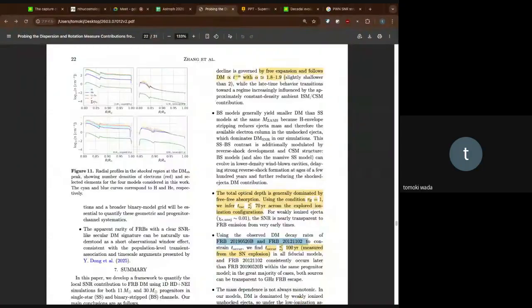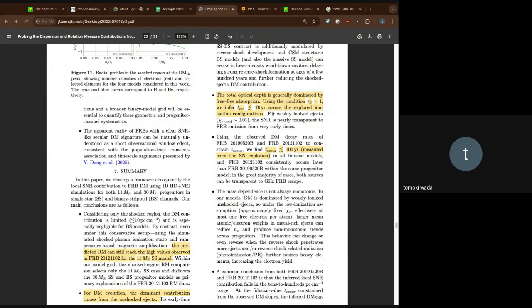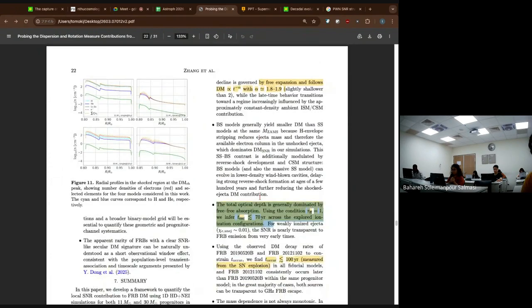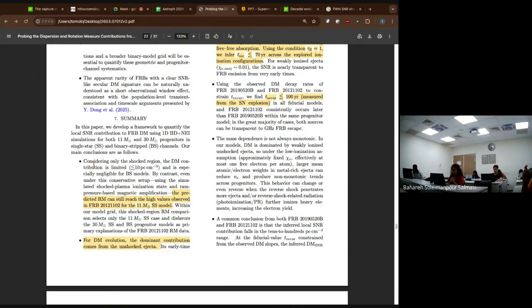I think that's all from this paper. They also discussed the free absorption of FRBs, but I skip this part. Okay, thank you very much. Thank you, Tomoki. I think Vignesh has a question.